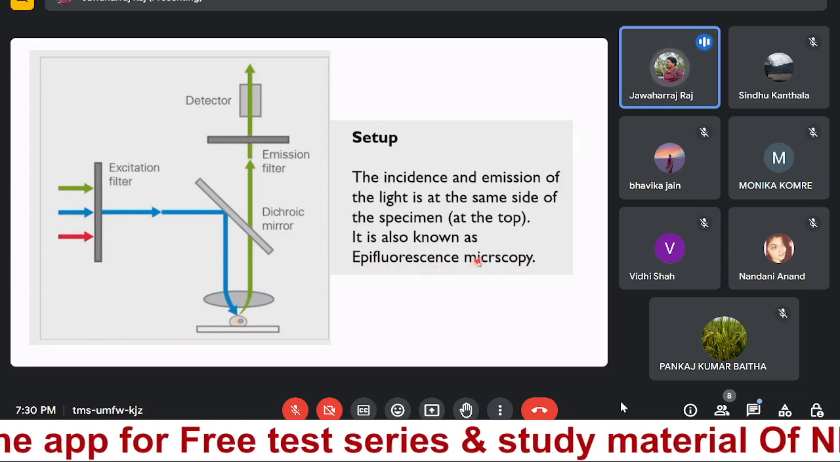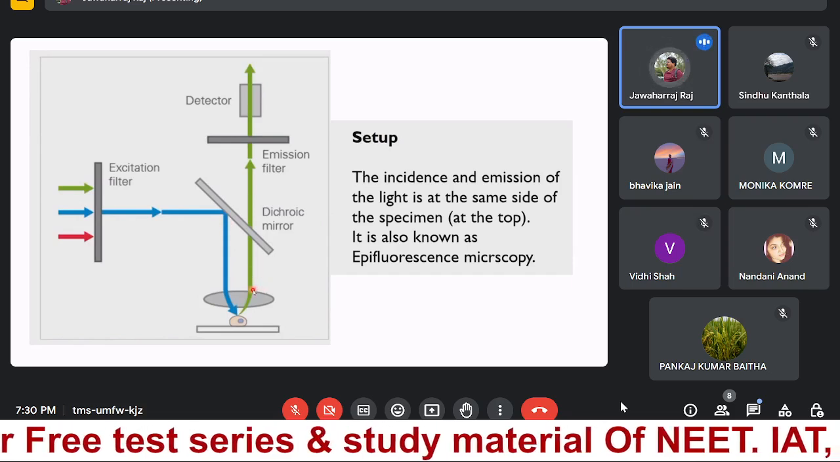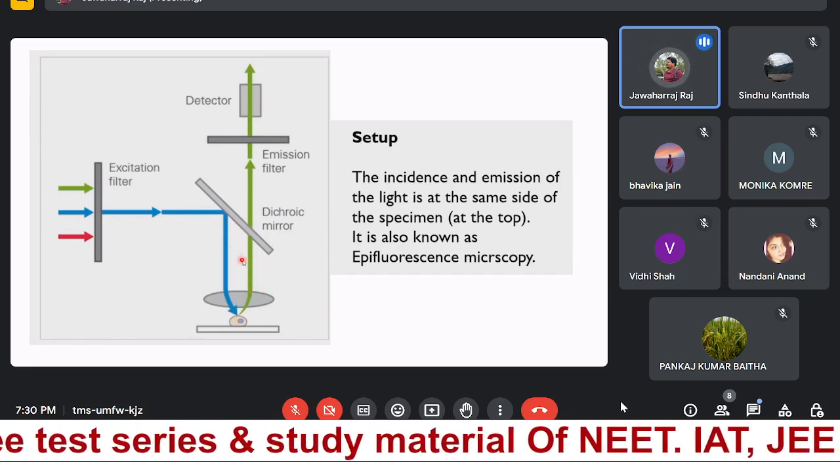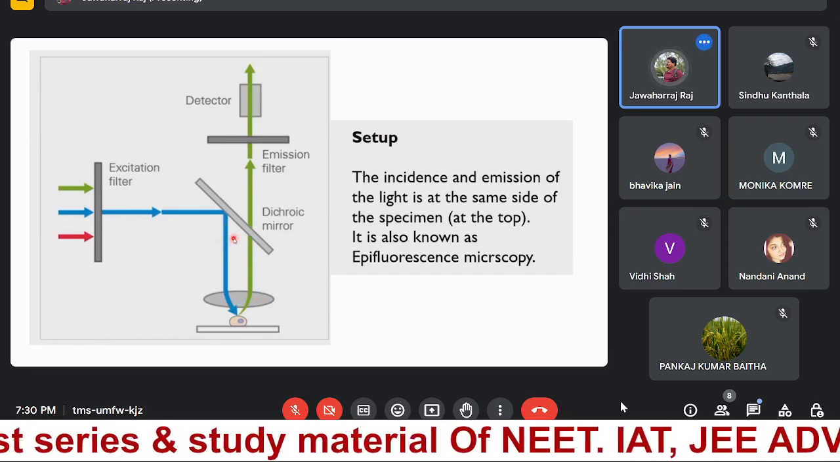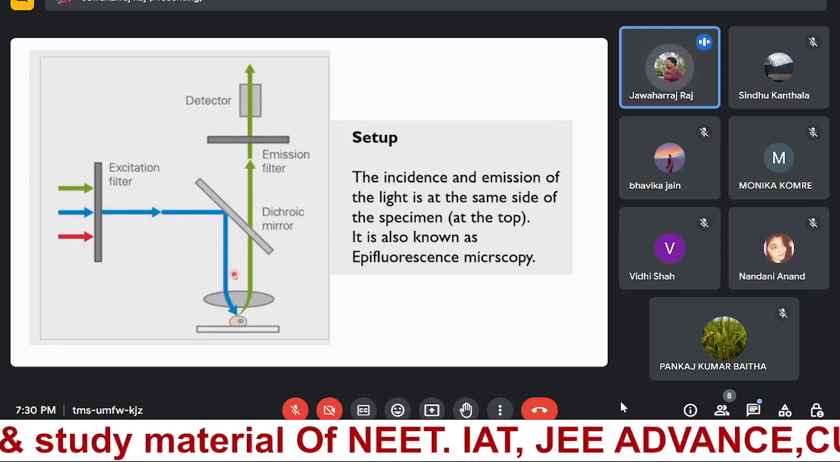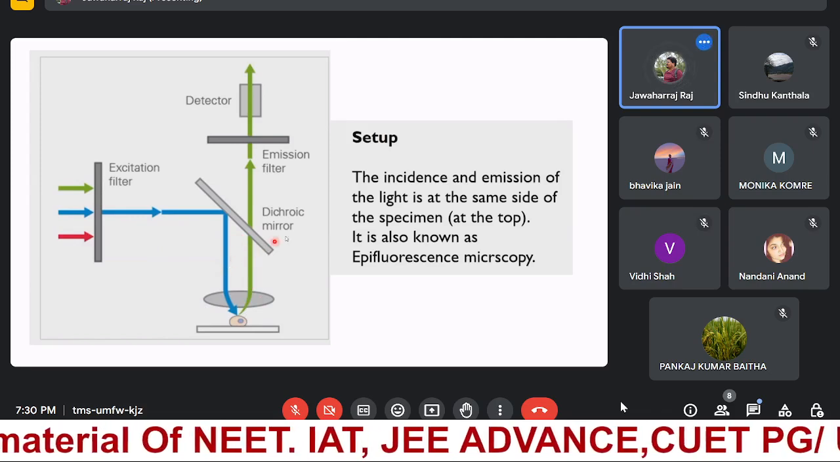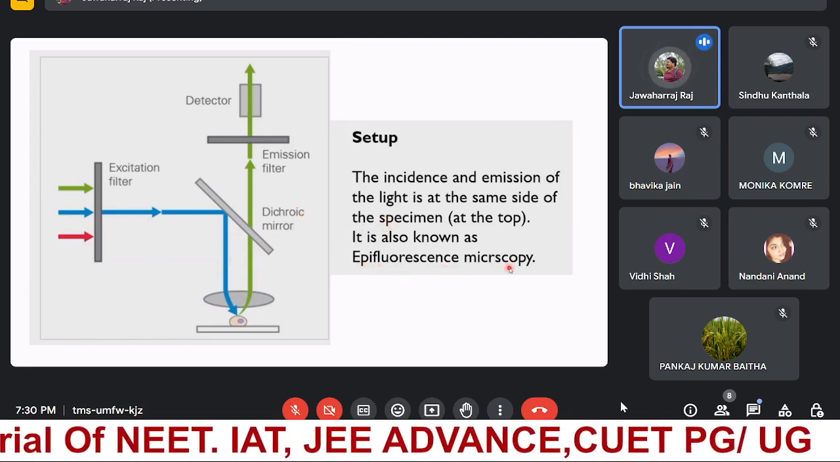Why is it called epifluorescence microscopy? Because the incident light and the emitted light are both on the upper side of the specimen. Both the emitted light and the excitation light are at the top, upside of the specimen. That's why it is called epifluorescence microscopy.